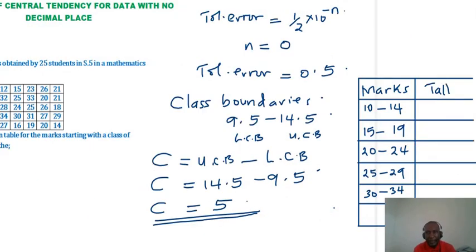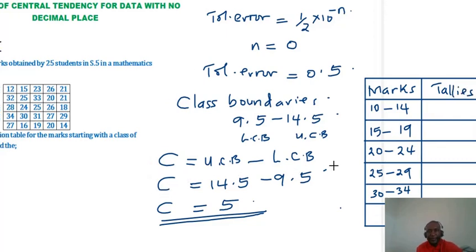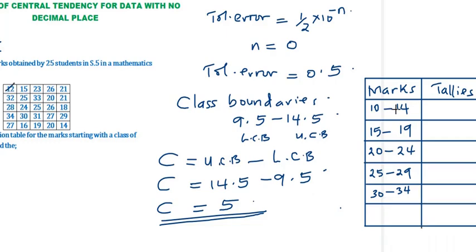Next, we are going to do the tallies. So how do we do the tallies? We do not read one value at a go. So there is a skill that we are going to again learn. So we have 12. 12 is a value that lies between 10 and 14. So we put here our tally. 15 lies here. We have 23 lies in here. 26 is a value that lies in here.